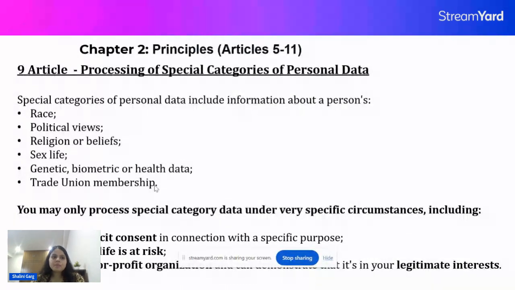All right, very important article. You have to keep in mind what is the special category of data and what is not, because it is at times confusing.